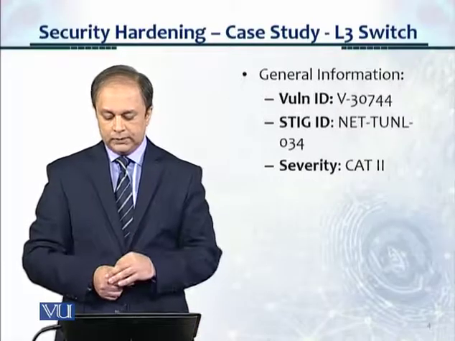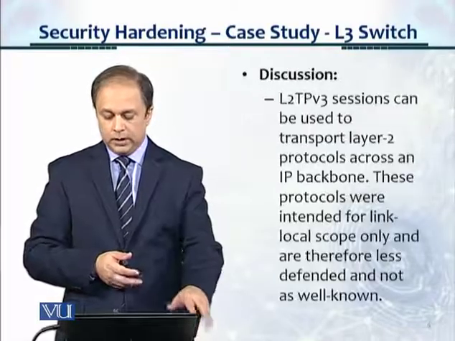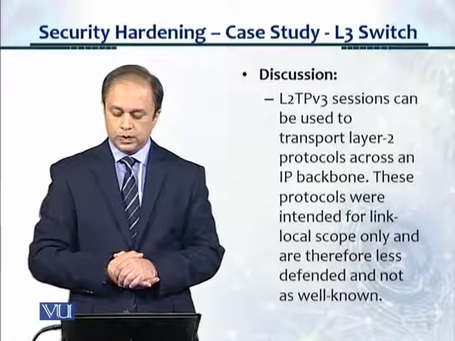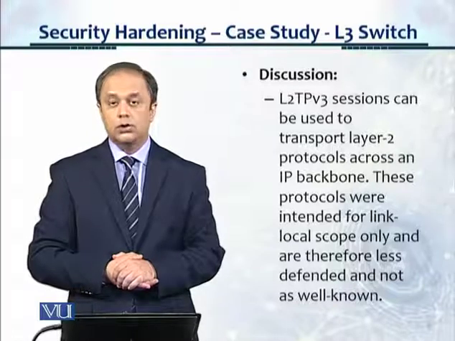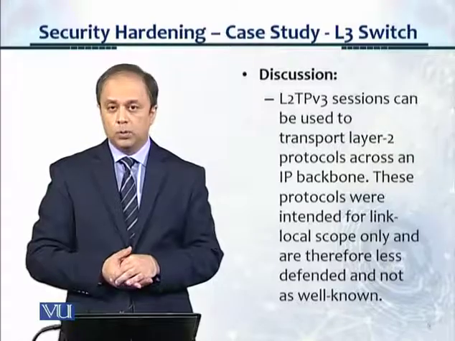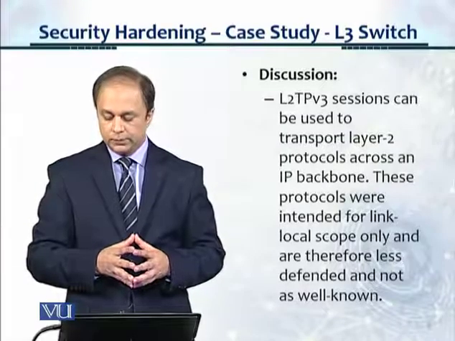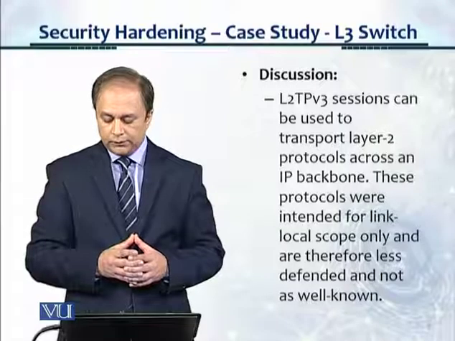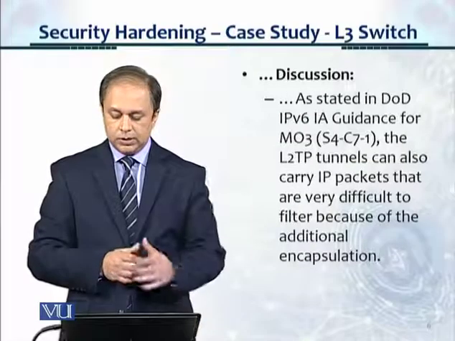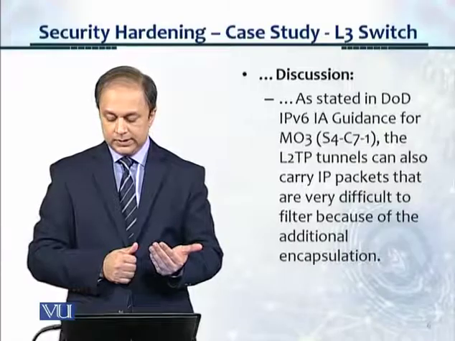The severity is Cat 2, so it's a moderate level, and it gives us the vulnerability ID here as well. In the discussion, it says L2TP version 3 sessions can be used to transport layer 2 protocols across an IP backbone, as we know. These protocols were intended for link local scope only, and are therefore less defended and not as well known. As stated in DoD IPv6 IA guidance, which is again something specific to DISA, which we'll ignore.